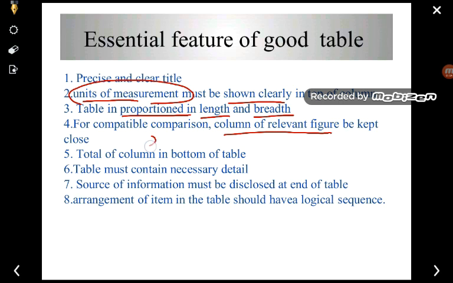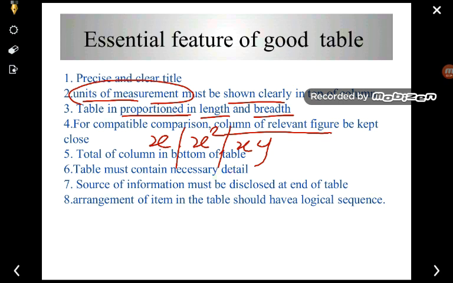Means if you are asked to find out first the x and later the x square, and after that you are also asked xy, then this x and xy, both the columns, should be side by side so that you can easily calculate. After calculating this you can easily find out the x square. So for compatible comparison, columns of relevant figures should be kept close.